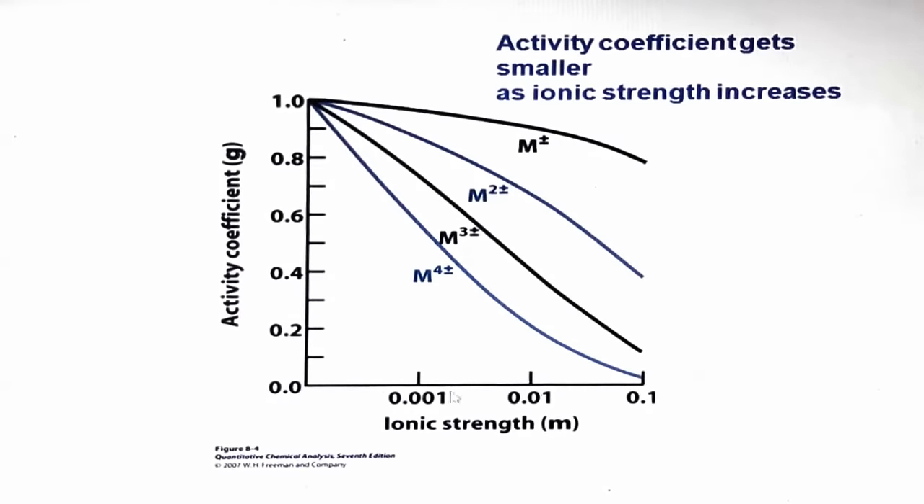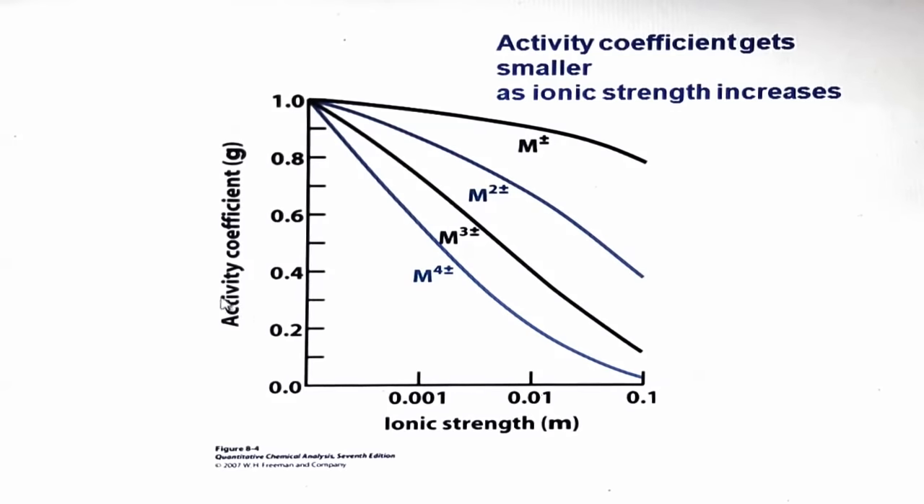And this is one graph which shows the relation between ionic strength and activity coefficient. Here you can see that as the ionic strength increases, the value of activity coefficient decreases. You can see this in the case of M4. As I already told you, as the charges increase, plus 2, plus 3, plus 4, the ionic strength increases.